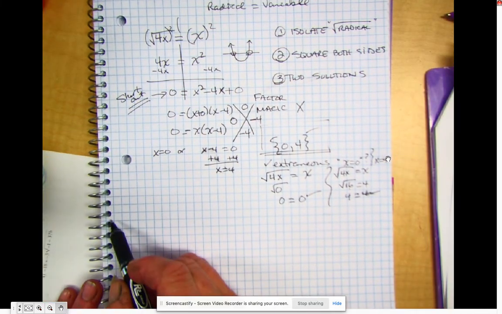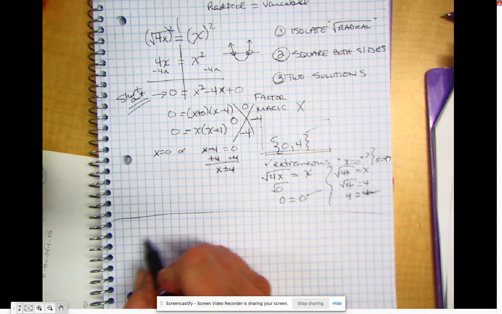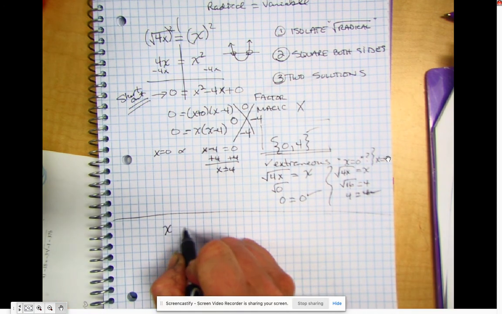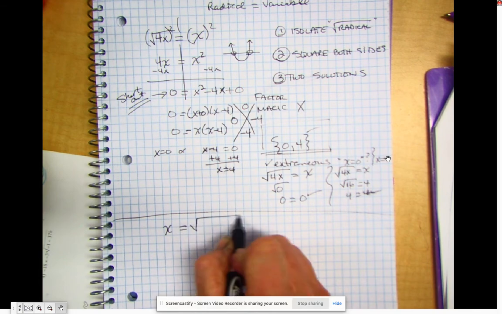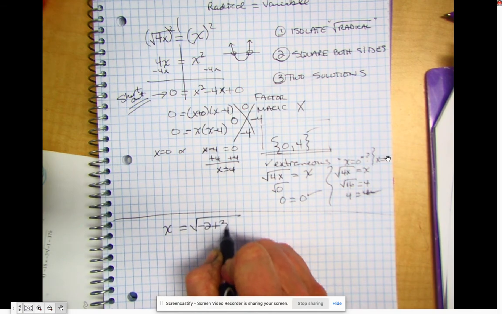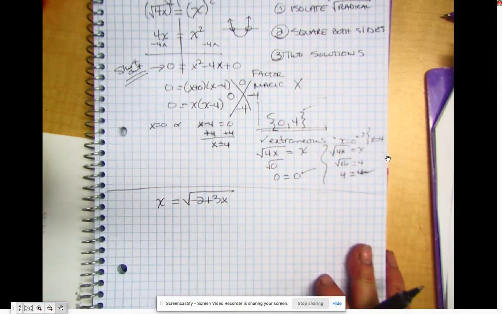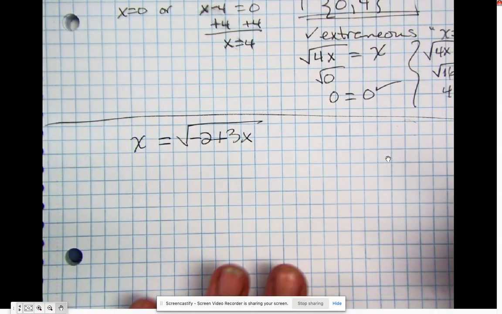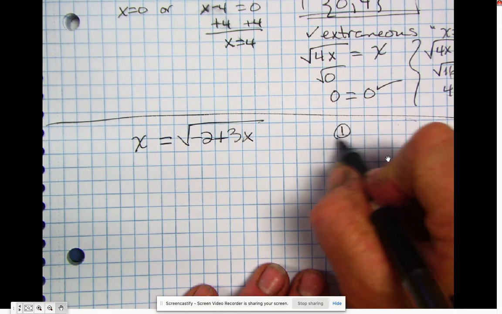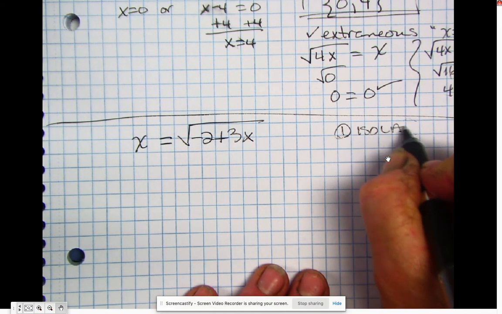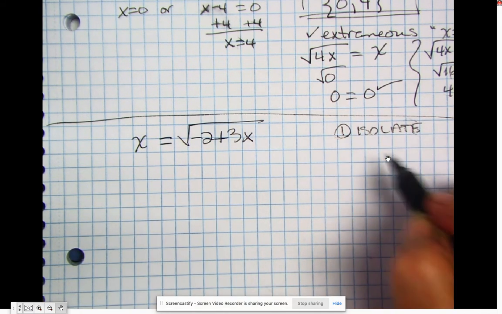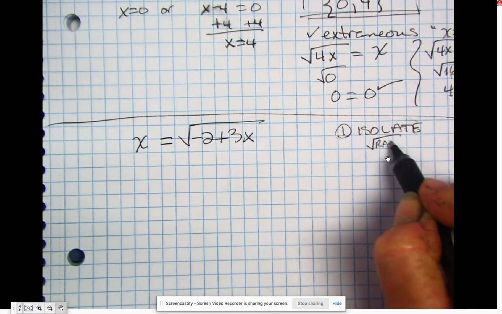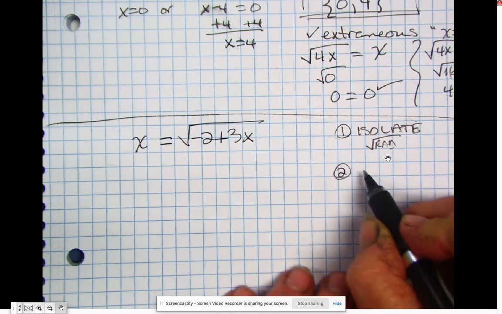And it's still a radical equals a variable. It could look something like this. X is equal to the square root of negative 2 plus 3x. Hopefully you can see that. I'll zoom in on this because I know I'm recording, so you might want to see a little closer. Okay, is it isolated? Step 1, it's already done. Isolation is done. We're good. Isolate the rad. Step 2, square both sides.